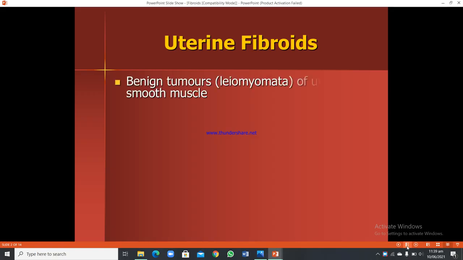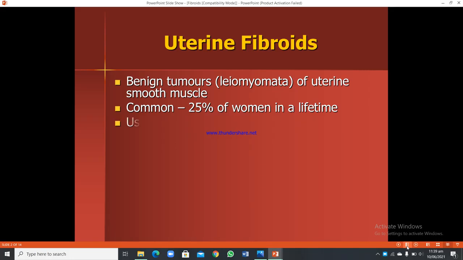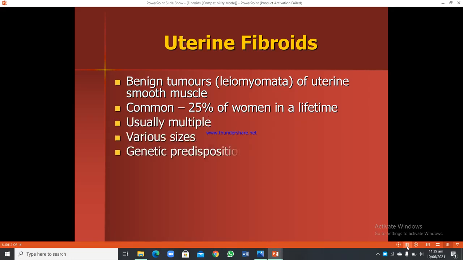Uterine fibroids. They are benign tumors of the uterine smooth muscles, common in 25% of women in a lifetime, usually multiple, of various sizes. There is a genetic predisposition, that is, if there is a family history of uterine fibroids in the sisters or first cousins, there is a chance to have uterine fibroids.